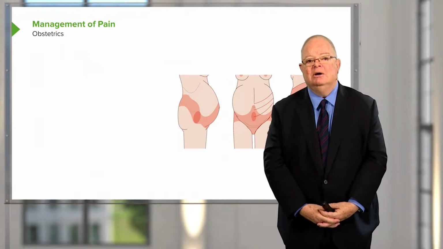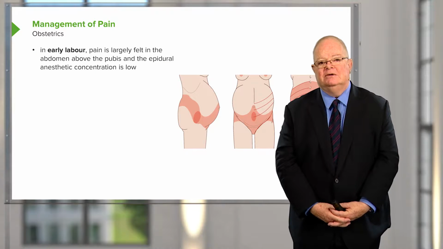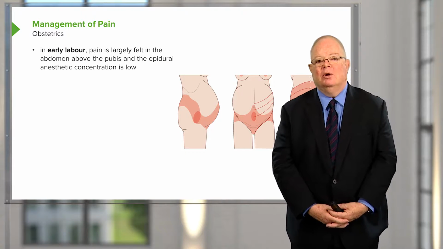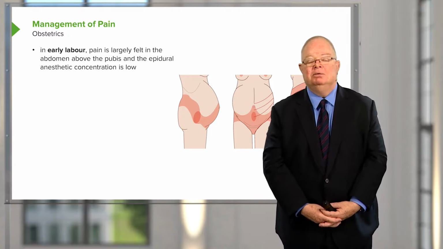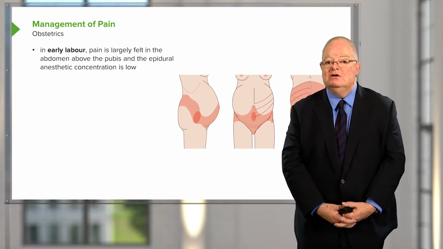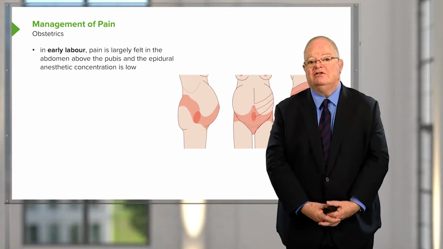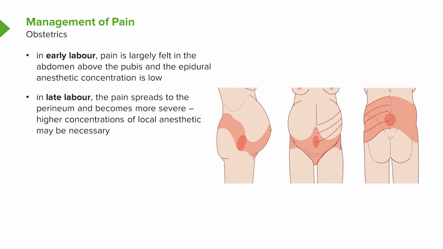So in early labor, the pain is largely in the abdomen above the pubis, and epidural analgesia works like a dream. And you use low concentrations. You can completely remove the sensation of pain, but the woman will often continue to be aware that she's contracting, and that's the ideal situation. However, in late labor, the pain spreads over the entire abdomen and into the perineum and becomes much more severe.